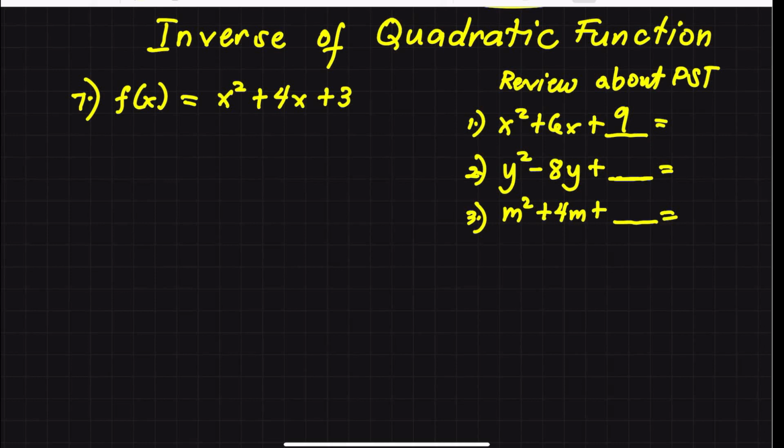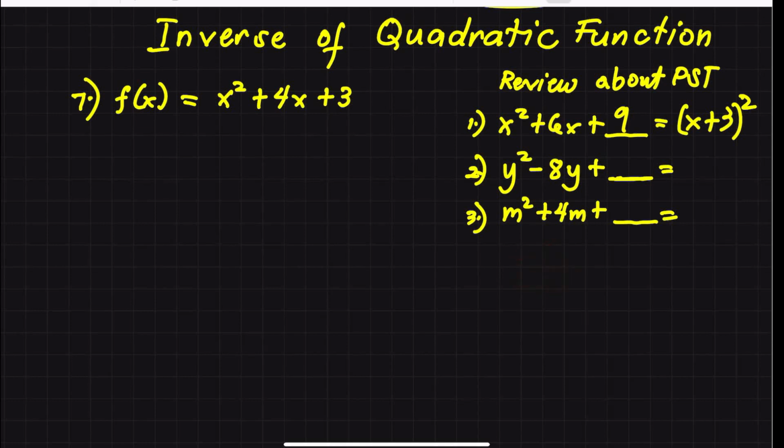Tapos, ang factor niyan ay square ng binomial. So, square root ng x squared ay x. Square root ng 9 ay 3. So, (x plus 3) quantity squared. So, ito ang factor ng trinomial na to. Okay? y squared minus 8y plus blank. So, anong idadagdag natin dito para maging perfect square trinomial to? Para ma-factor natin siya na square of binomial. So, yung middle term ay negative 8y.